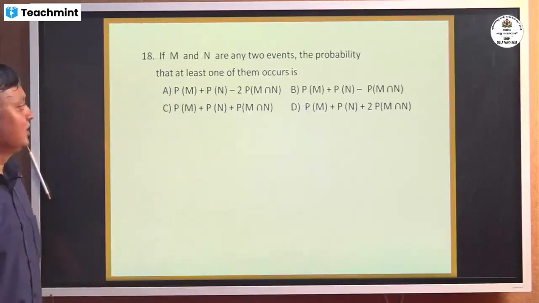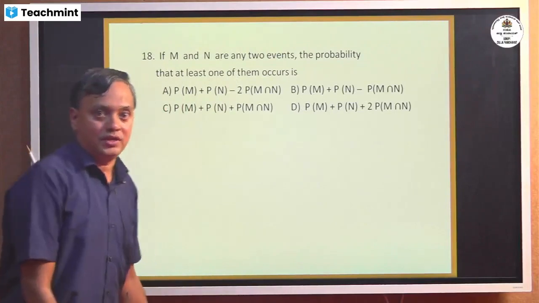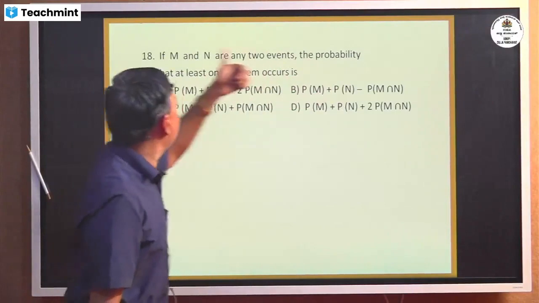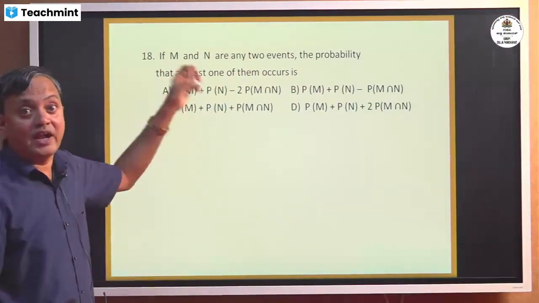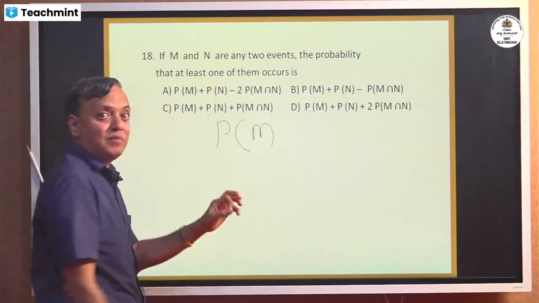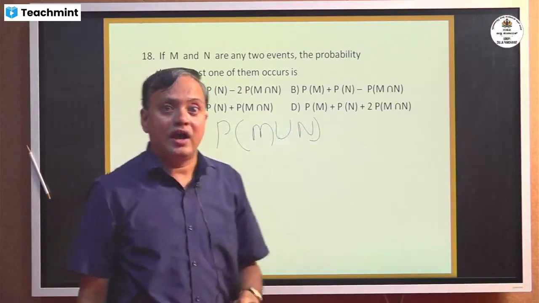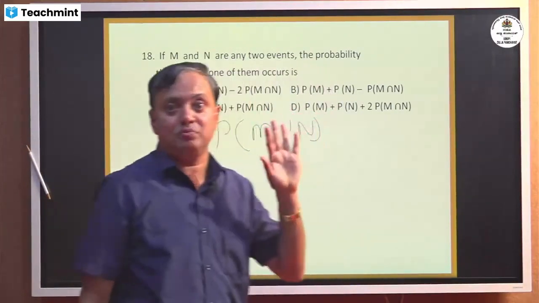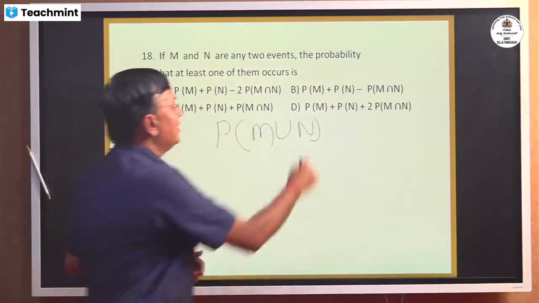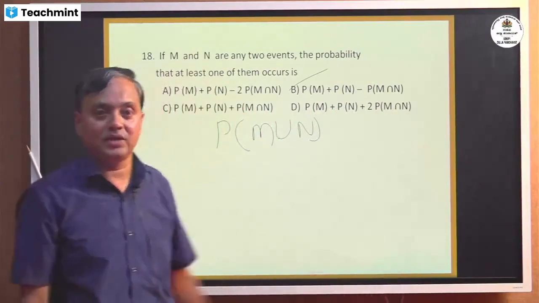Next question. This is a standard formula, the probability of any two events. The probability that at least one of them occurs means the probability of M or N, the union. At least one of them means union, and simultaneous occurrence means intersection, that is, both. So the probability of M union N is the probability of M plus the probability of N minus the probability of M intersection N.